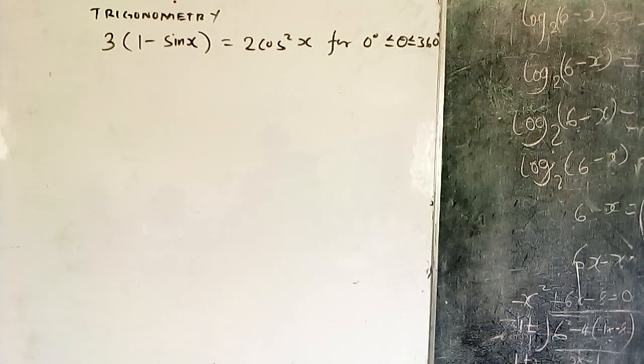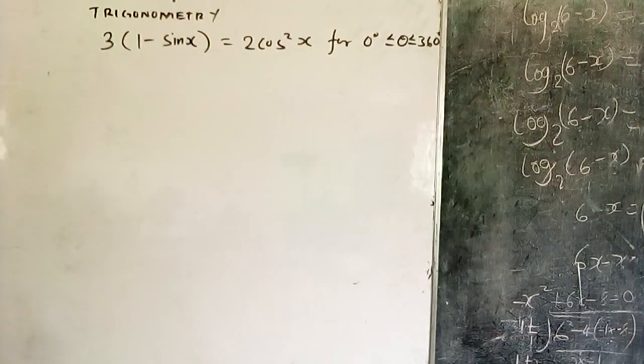Solve the following trigonometric equation. 3 into 1 minus sine x is equal to 2 cos squared x, isn't it? So if you look at this trigonometric equation, they want all values of theta between 0 to 360.